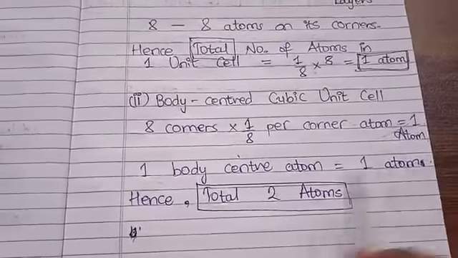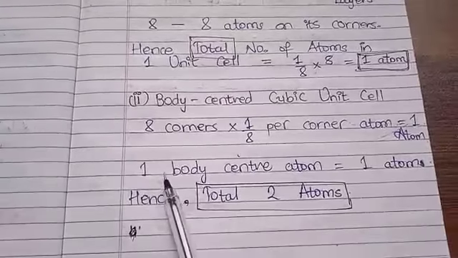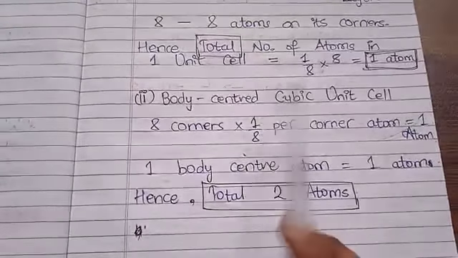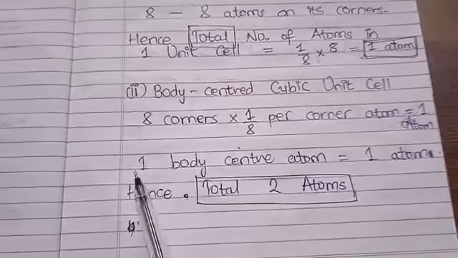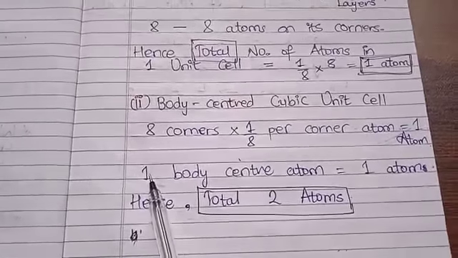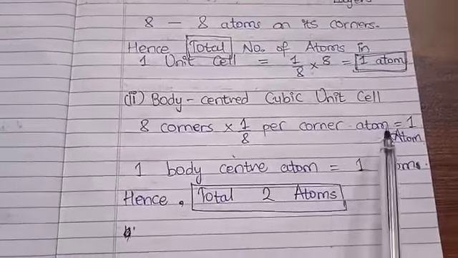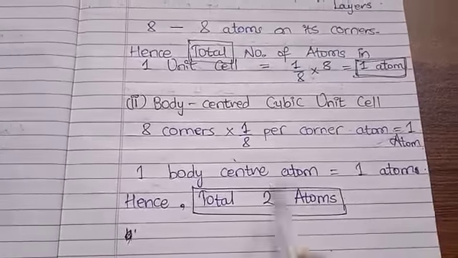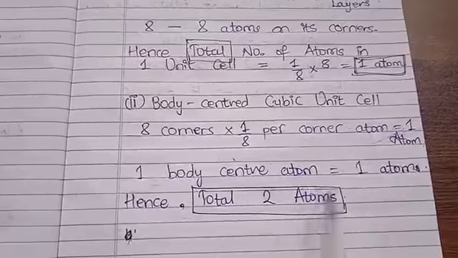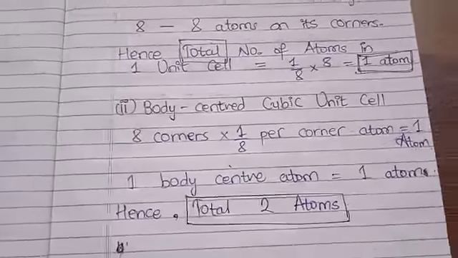Next, proceeding ahead, in the body centered unit cell I have only one body centered atom, so it is again 1. If I sum 1 and 1, I am going to have a total of 2 atoms for my BCC.